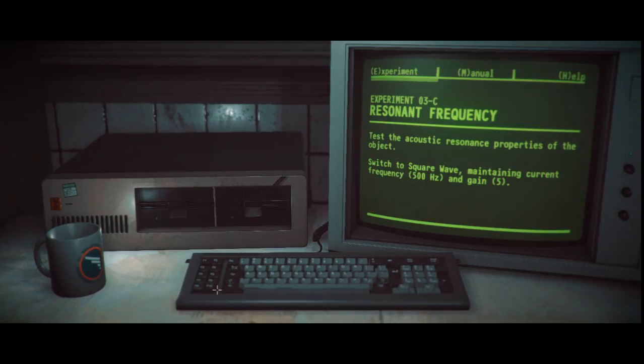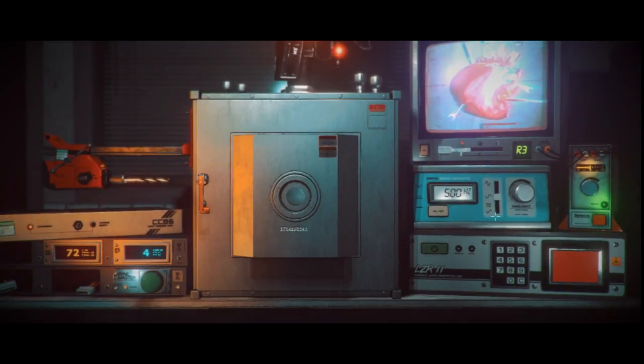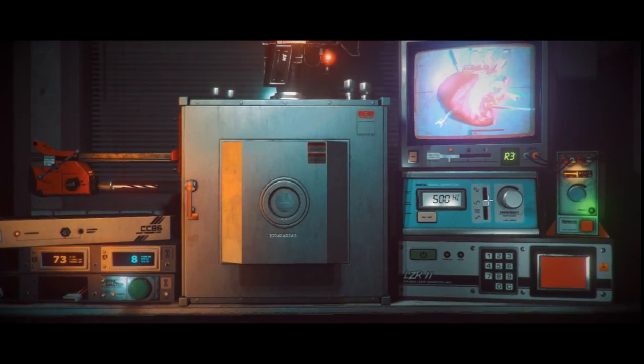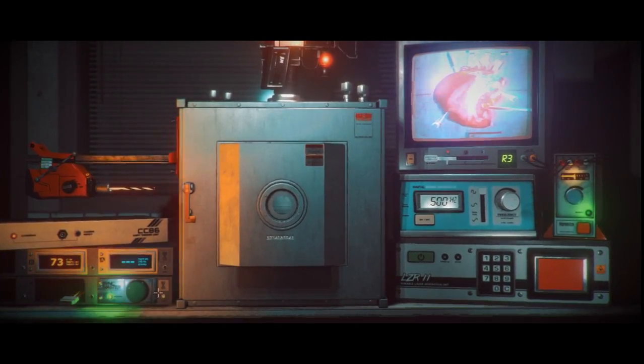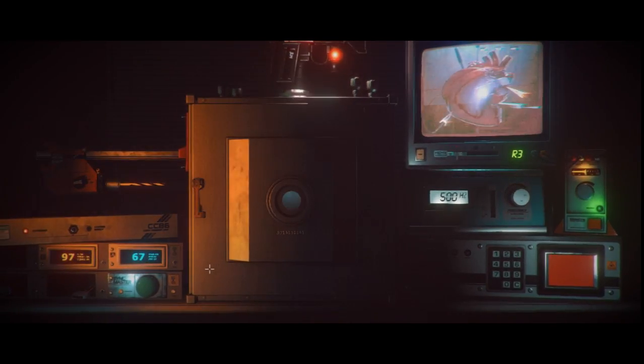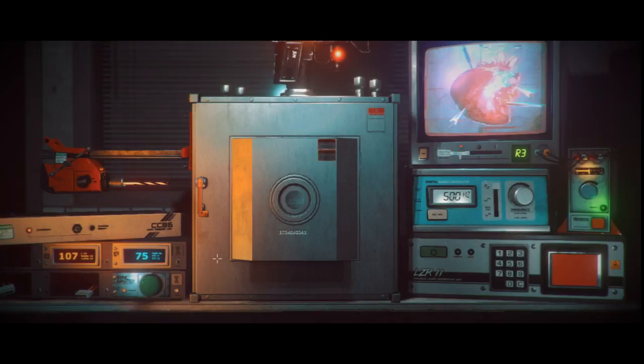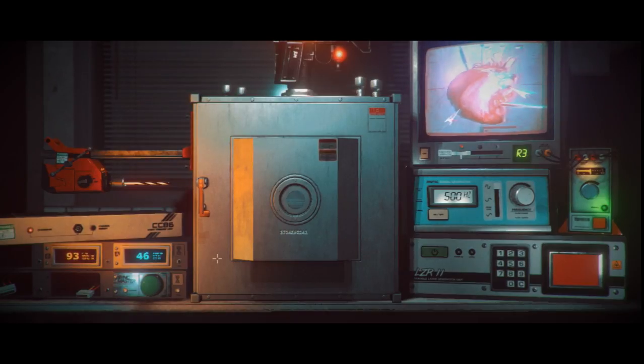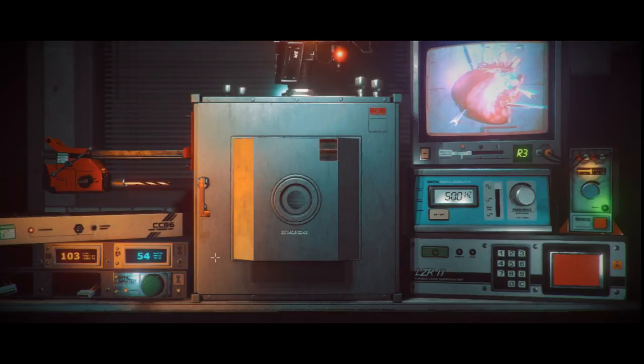Right. Experiment 3C. Switch to square wave. We're going to maintain current adjustments. We're seeing good activity on this side, seeing definite spikes in movement. I know this might seem uncomfortable or dangerous, but you need to trust us and keep going.